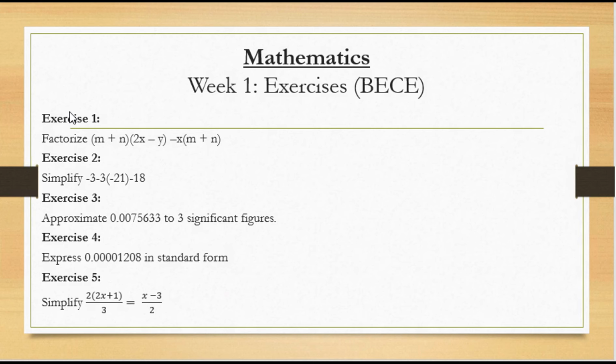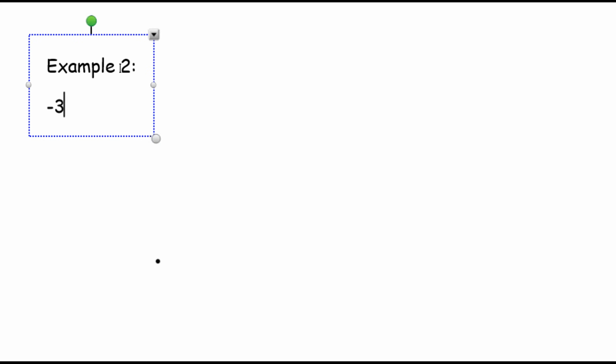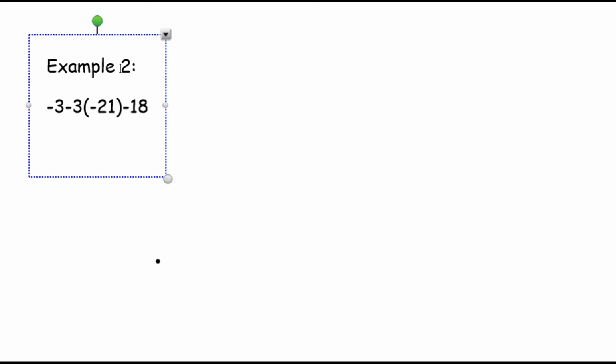Let's solve exercise 2. Simplify minus 3 minus 3 bracket minus 21 bracket closes minus 18. Let's solve example 2. Example 2 says simplify: minus 3 minus 3(minus 21) minus 18. We should simplify this problem.